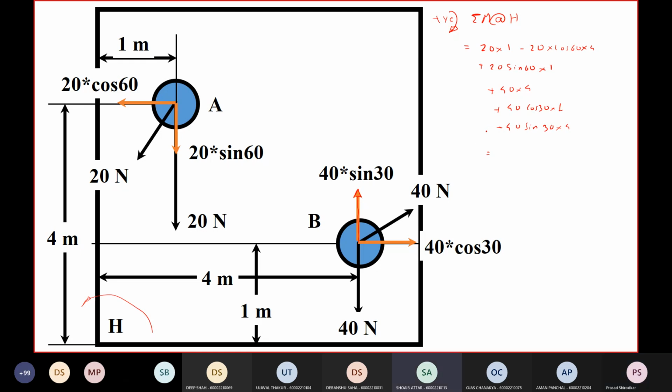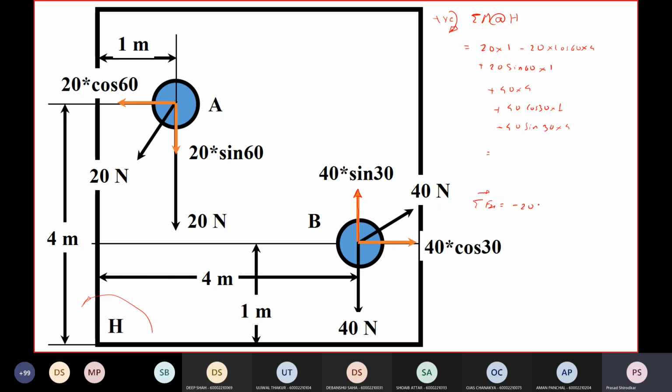Sir, 24.64. No, fx. Okay. No, I want a moment first. Fx is correct. 24.64 is correct. So let me write the summation fx equation also. So summation fx is right hand side positive.